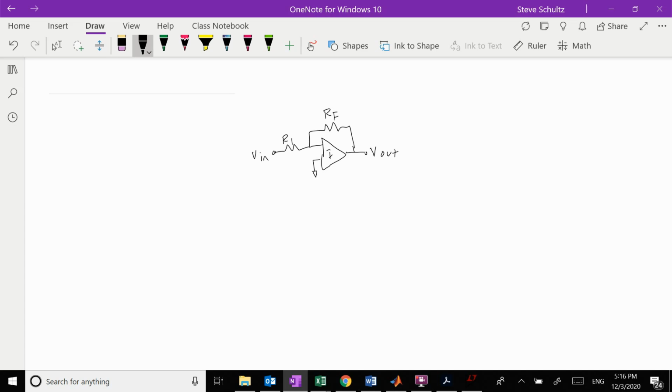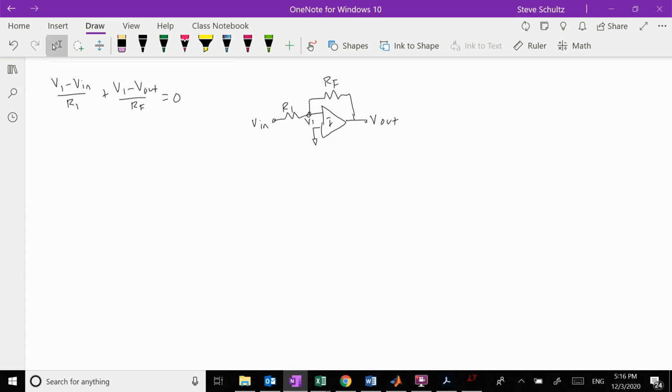this is my V out. So similar to what we did before, we're going to do a V1 right there, and we do node voltage, so V1 minus V in over R1 plus V1 minus V out over RF is equal to 0. And then we can simplify that down. It's equal to V in times 1 over R1 plus the V out times 1 over RF.